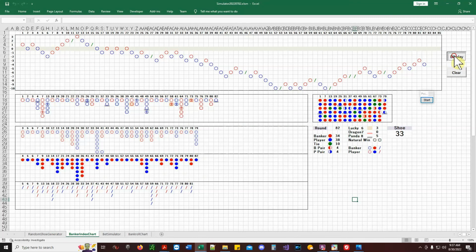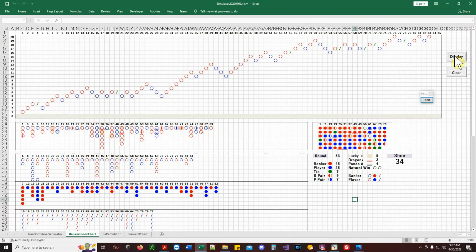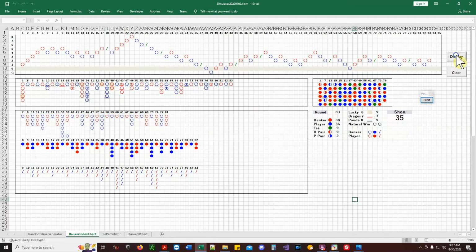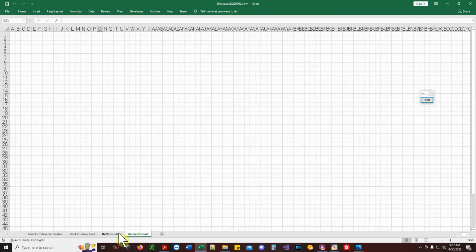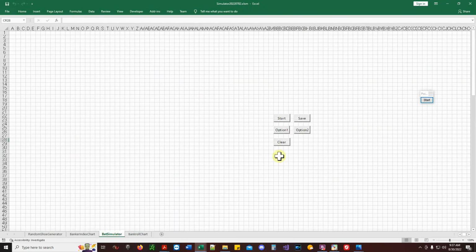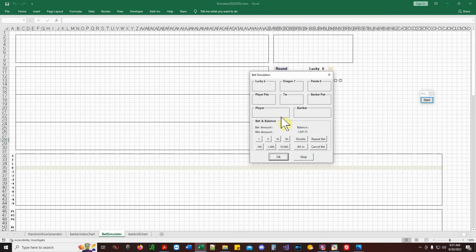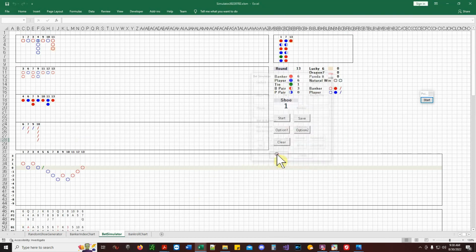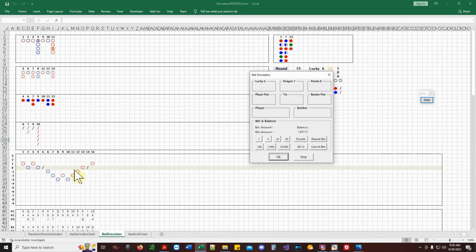This is from B&B Simulation. Love this program. I can also do bet simulation in this program. I very rarely do bet simulation in this program, but I can. And one thing I wanted him to do was, instead of him putting in money, I wanted him to put in units. And as you can see, as I keep hitting the bet button, the banker index down here starts to chart.